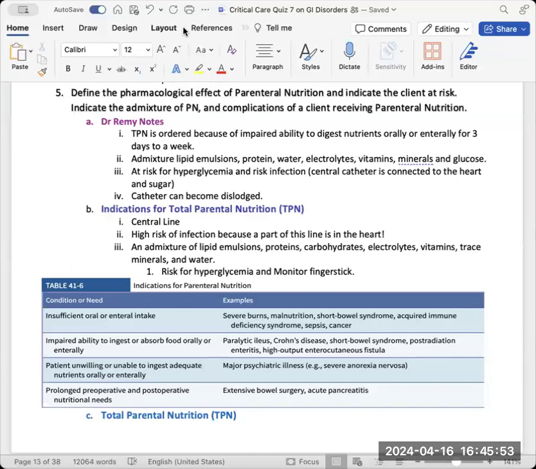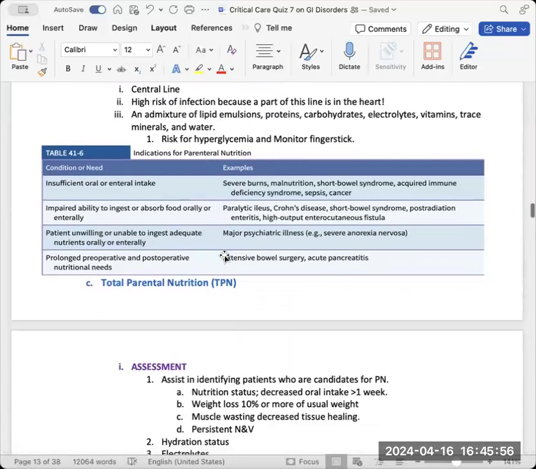One of the reasons, or at least a reason that I saw that Course Point defined as the main reason, is that they have an impaired ability to ingest or absorb food orally or enterally. Other reasons can include insufficient oral or enteral intake, the patient is unwilling to ingest foods orally or enterally, and they have prolonged preoperative or postoperative nutritional needs that haven't been met, so they give them total parenteral nutrition. But the main reason, at least from what I've noticed, is impaired ability to ingest or absorb food orally or enterally.